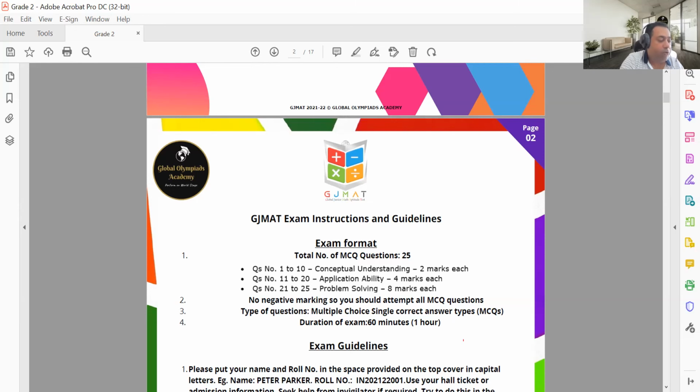Question number 21 to 25, you have problem solving questions, which will have some non-routine questions and a mix of different concepts and different applications in a problem. Those are 8 marks each. There is no negative marking. So you can attempt all the questions, MCQ questions.